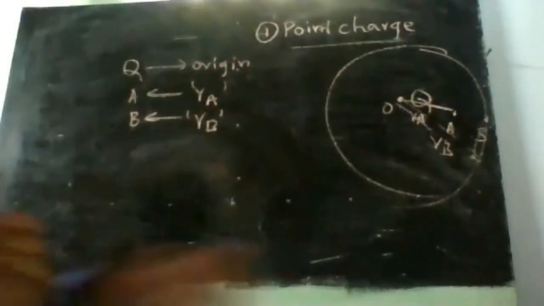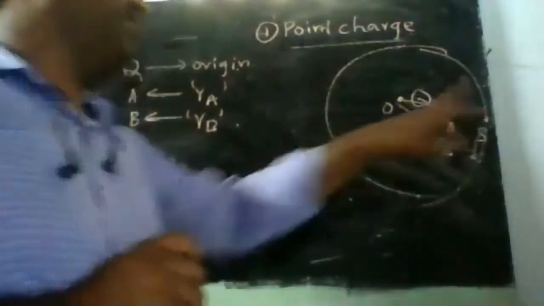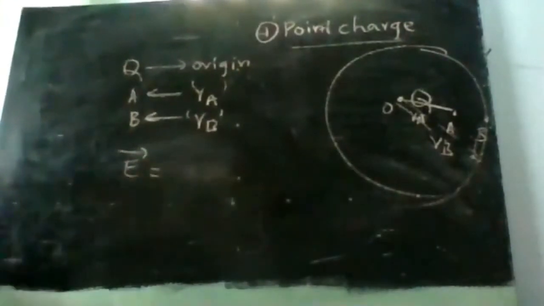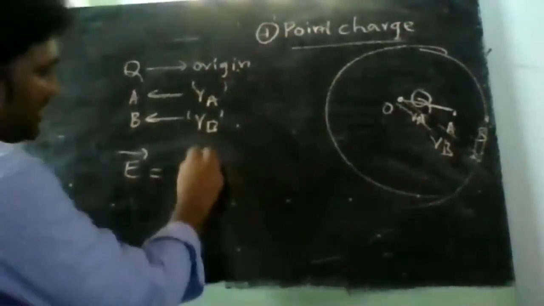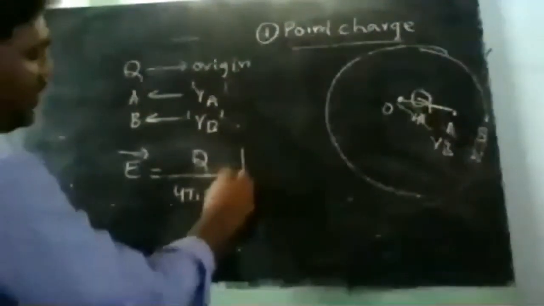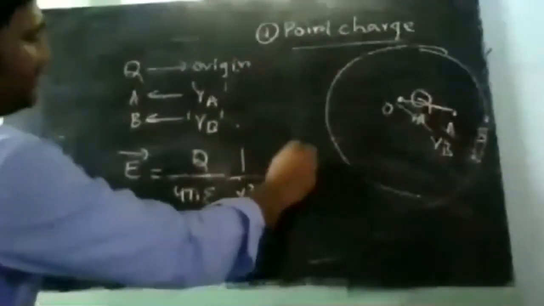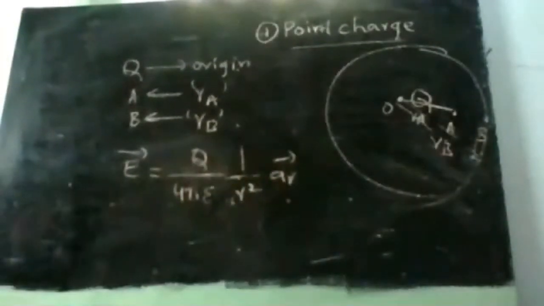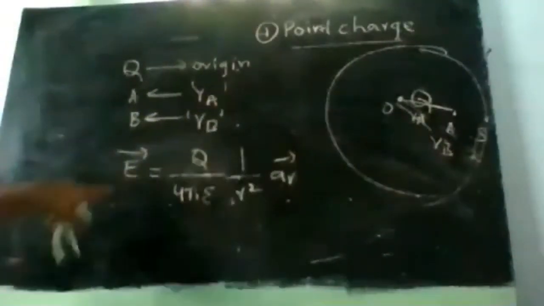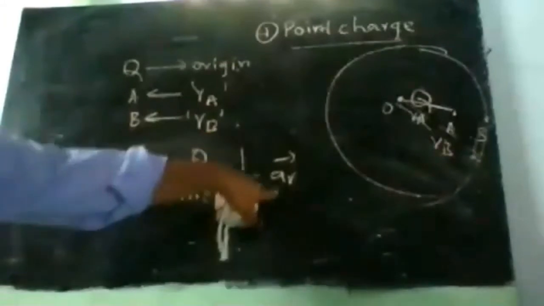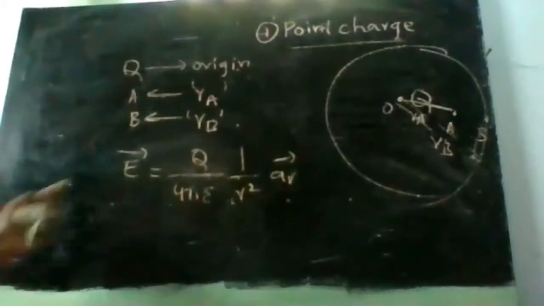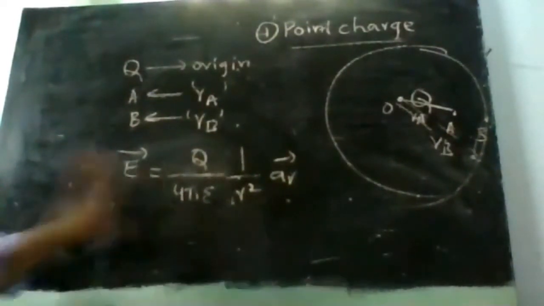What is the formula for electric field intensity due to Q? So E bar due to a point charge can be given as Q by 4 pi epsilon into 1 by R square AR bar, correct? So this is the right expression for electric field intensity because of the point charge.